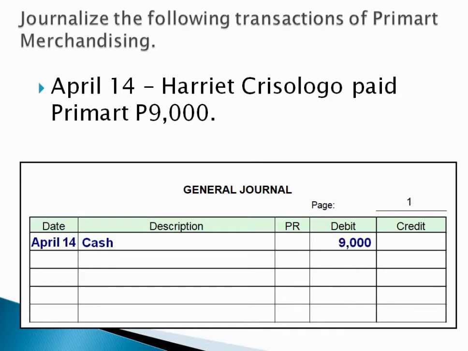Then credit what? Accounts receivable. Because this transaction on April 14 was not another sale to Harriet. That's why we cannot credit sales here, but it is connected with the previous sale on account on April 8. So what Harriet paid for here on April 14 was a partial payment of her accounts payable. Hence, from Primark's perspective, its accounts receivable from Harriet decreased. And so to decrease, accounts receivable must be credited for 9,000.